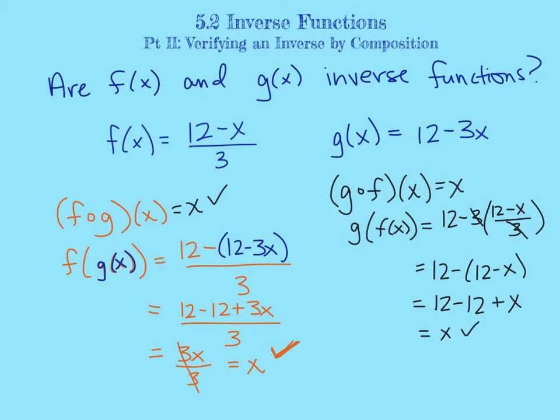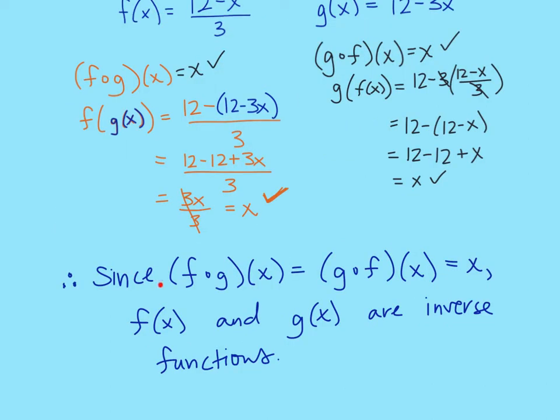So since composing these two functions in both orders both outputted x, we can verify that the two functions are in fact inverses. So here is our conclusion. Since f of g of x and g of f of x both equal x, we can conclude that f of x and g of x are in fact inverse functions. And that is how you verify that two functions are in fact inverses, or another way to say that, one is an inverse of the other, through composition.